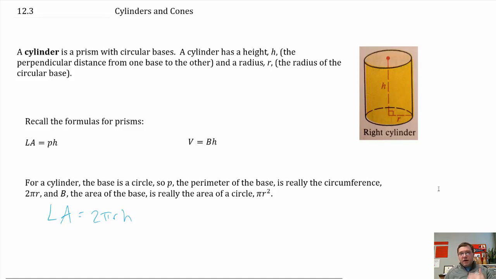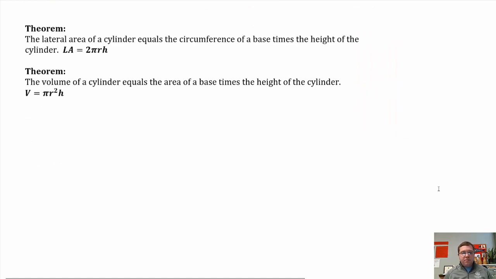The volume is the area of the base times the height. The base is a circle. The area of a circle is pi r squared. So the volume is pi r squared times the height. So it's really just an extension, a special case of the formulas for a prism. And so that's what our next theorems say.